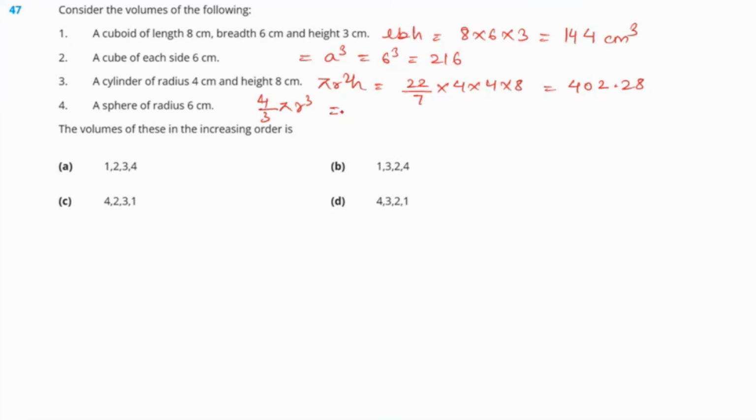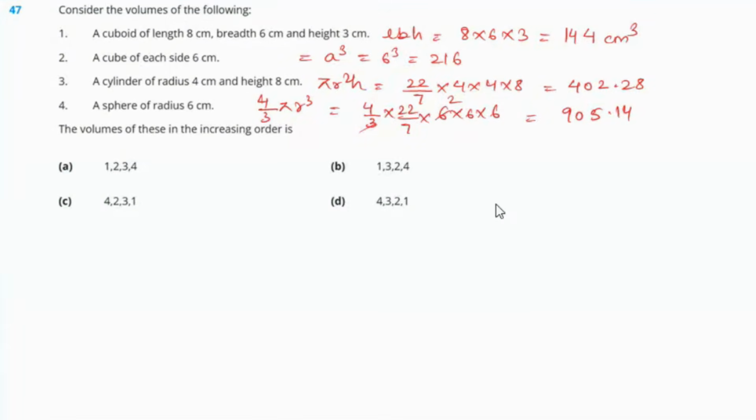Okay, and the sphere of the radius this, so the volume of the sphere is 4 by 3 pi r cube. And if we are going to solve it, we are going to get 4 by 3 times 22 by 7 times r, which is 6 times 6 times 6. Okay, so we will be getting 905.14.